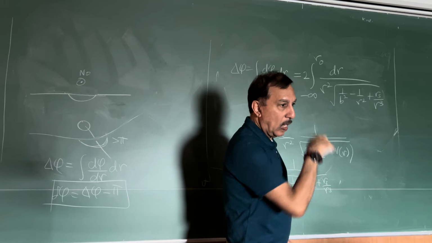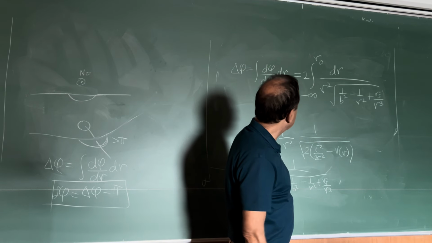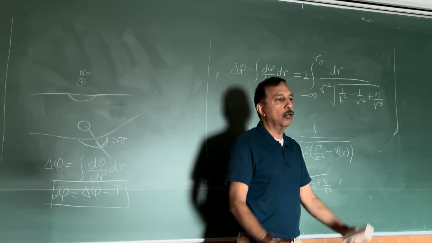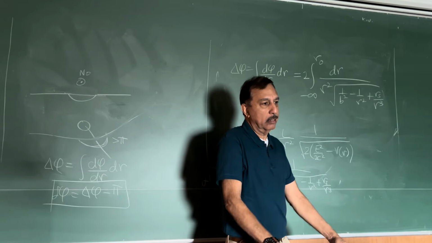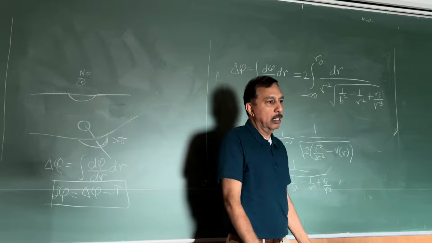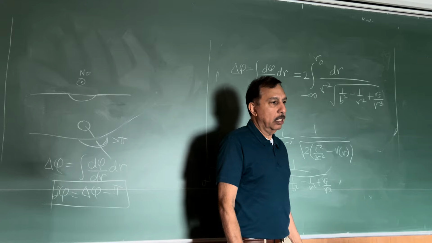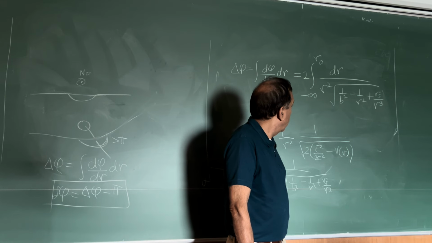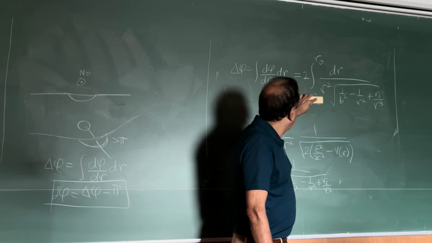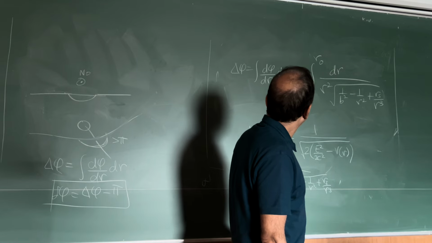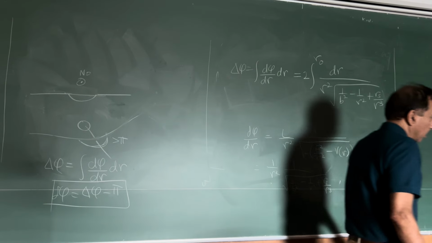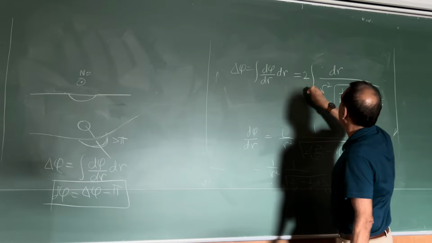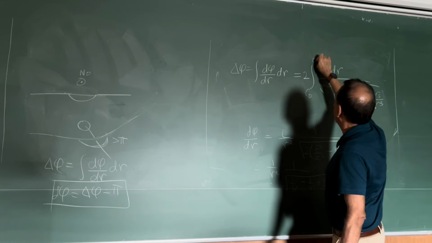Shouldn't it be plus infinity to R0? It's minus infinity to plus infinity, so it's minus infinity to R0 and R0 to plus infinity. Negative R is not a part of our coordinates, right? Of course, I see. It has to be R0 to infinity. Sorry. Good point. I think this was not the correct way to write it. It's directly 2 times the integral from R0 to infinity.